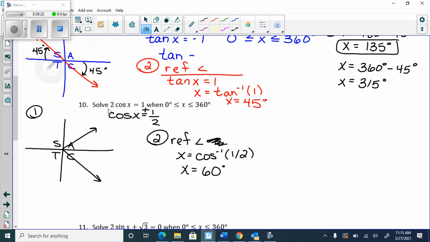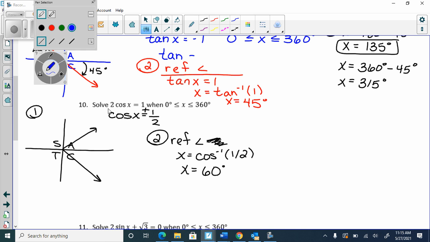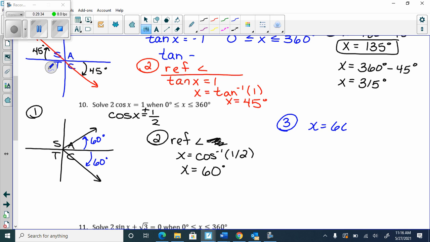I have 60 here and 60 here. So in quadrant 1, we're done. x equals 60. Reference angle and angle are the same. In quadrant 4, we take 360, subtract it. And we get 300.